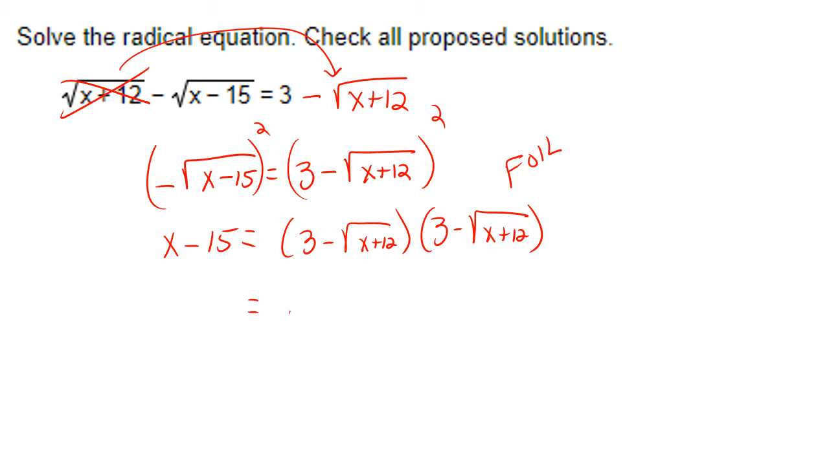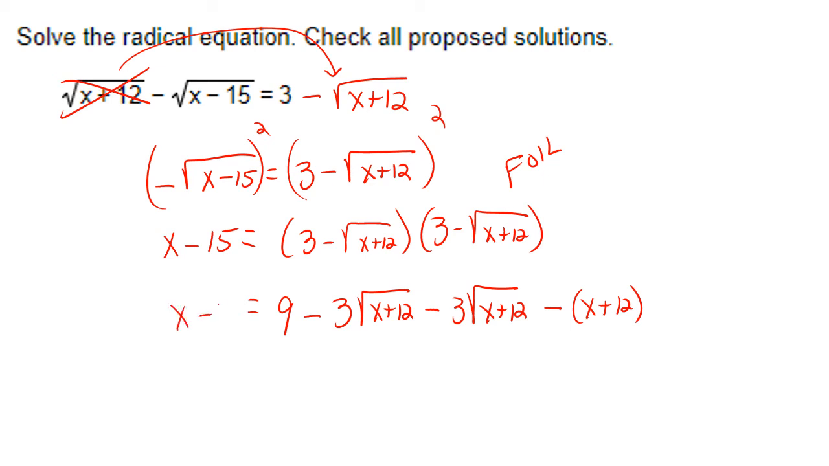So 3 times 3 is 9. Then I have negative 3 radical x plus 12, negative 3 radical x plus 12, and then radical times radical, that's going to be a negative of the x plus 12. Just like that. I put that in parentheses because I want to make sure the signs turn out correctly. Now let me clean this up a bit. I have 9 minus 6 square root x plus 12 because I can combine these like terms. This subtraction sign, negative times negative would have been positive anyway in the previous step. Negative times negative is positive.